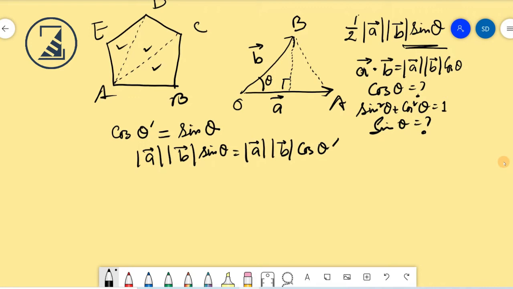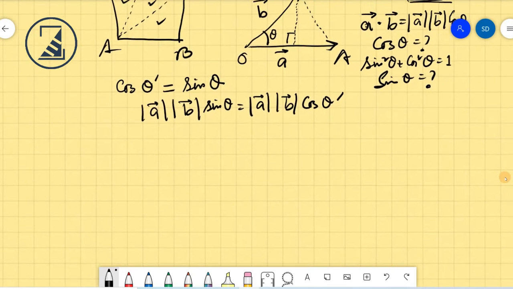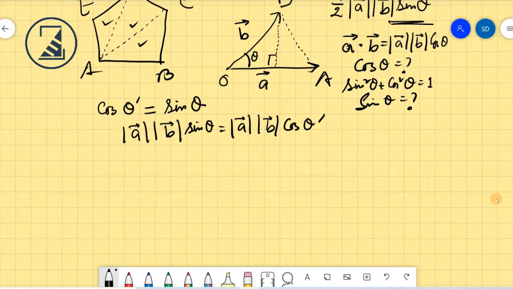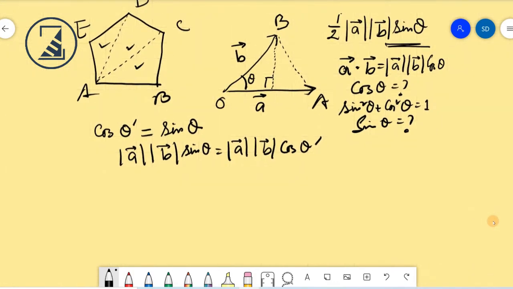Well, how to do that? Let's see. What I will do is I will rotate this A vector. I will rotate this A vector by 90 degrees.